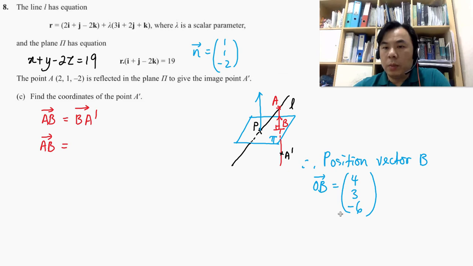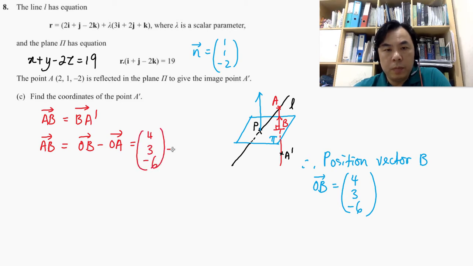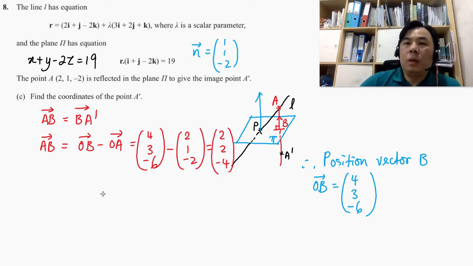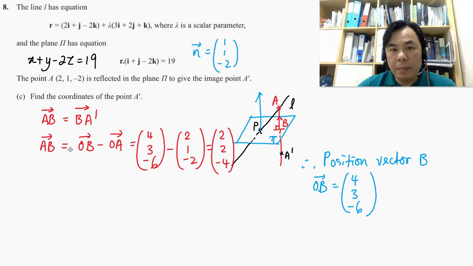Now we know that our position vector for B is given here. So therefore, AB is given by OB minus OA. And then that is typically 4, 3 minus with A. Okay, there's our A here. And then therefore, we will get a 2, 2, and then this is a negative 4. Right. Now that will be our relative vector for AB in this case.